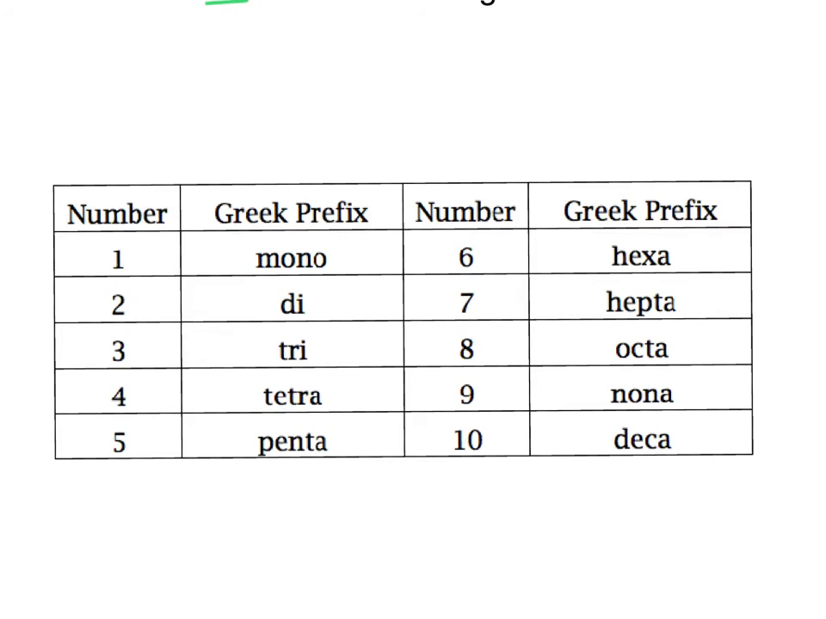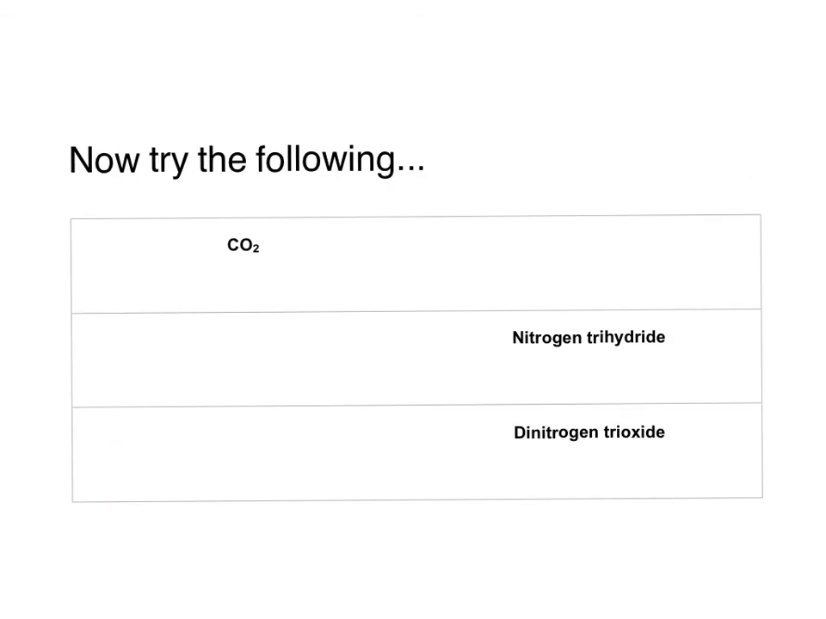Here are those prefixes as a reminder. I do have those half sheets, but I will have this on your test, along with a bigger polyatomic ion box, but make sure that you do understand how to read these. Now that we've had an opportunity to go through a review, I would like you to try the following. If I give you the formula, give me the name, and if I give you the name, give me the formula. Pause this video, and then I will move on.